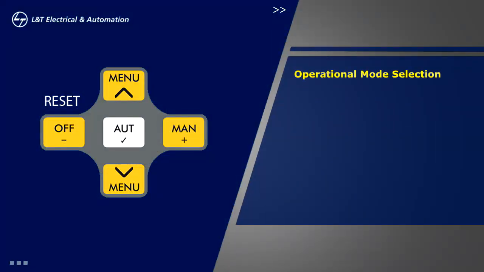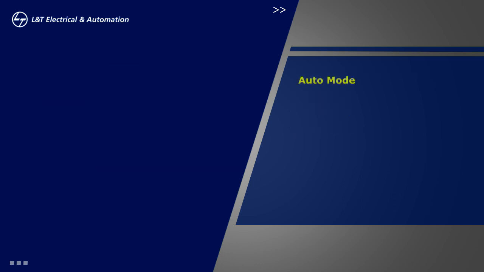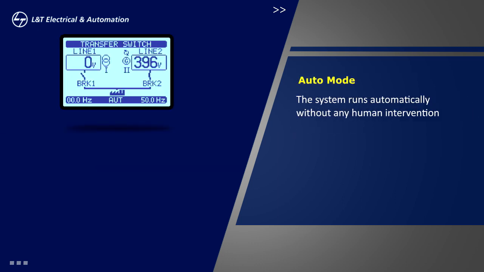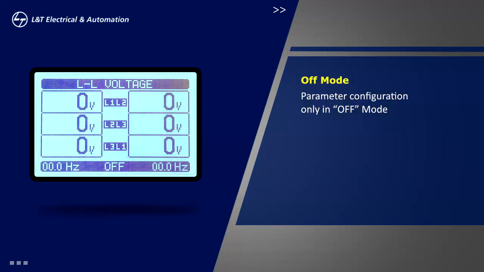The key navigation panel has three keys which are off, auto and manual for operational mode selection. The system runs automatically without any human intervention when in auto mode. The system can be controlled through manual mode in case of an emergency when the user wants to override the system. All parameter setups and commands are configured or executed only in off mode.